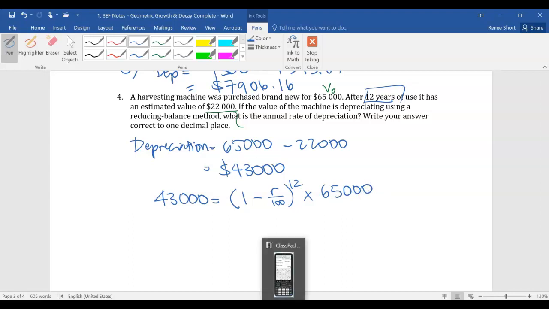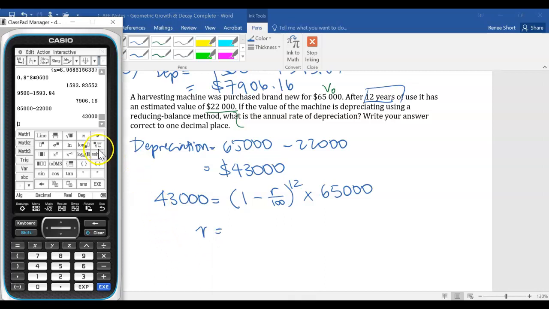And what I can do now here is I can, again, use that solve function in my calculator because I don't know what that variable is. So 43,000 equals, I can set up that bracket and put 1 minus, and then in here, got to use these variables that are on here. So x over 100, close that bracket and do that to the power of 12, and then multiply that by 65,000. Press comma x and now close that final bracket.